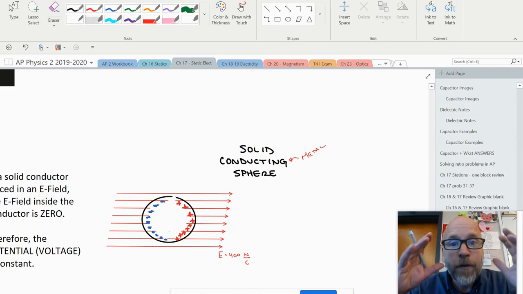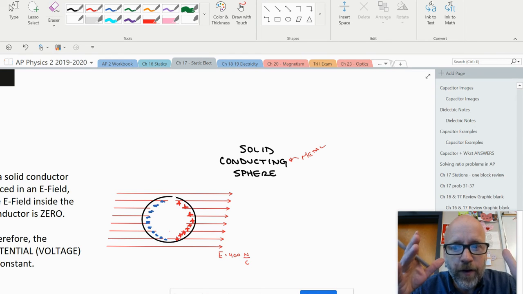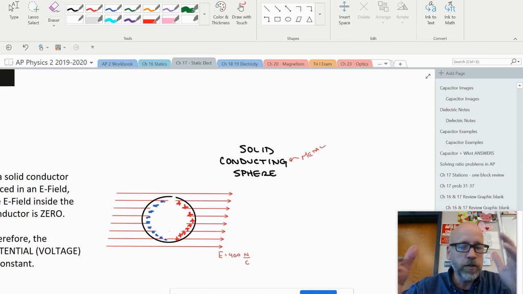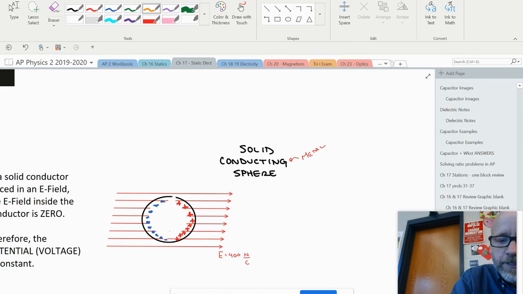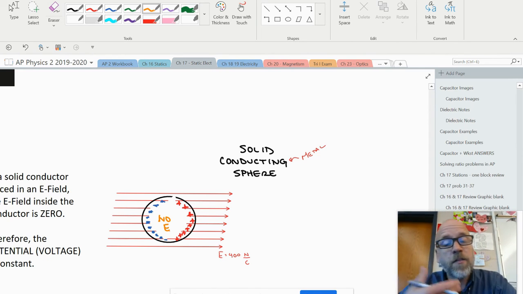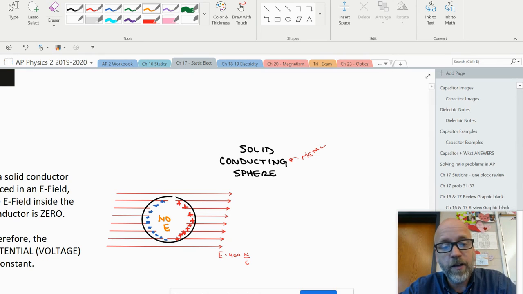If there was still an electric field, then the charges would keep moving. So once it reaches a static equilibrium, there's no field inside. If there's no electric field inside, then the potential is going to stay constant.